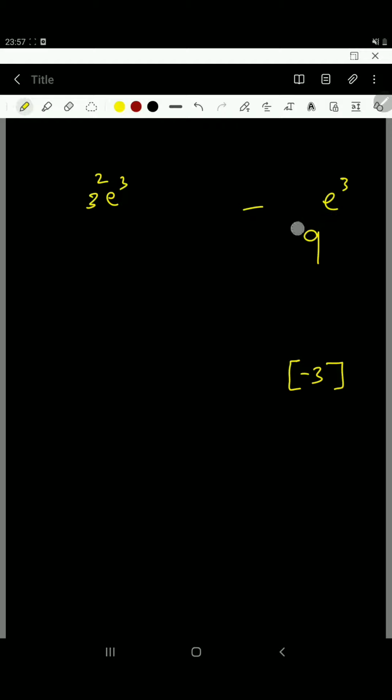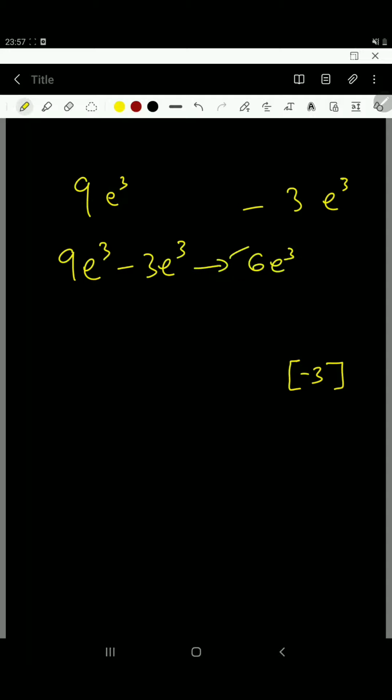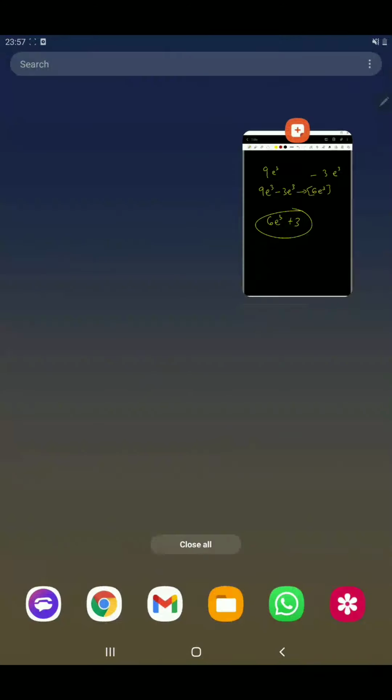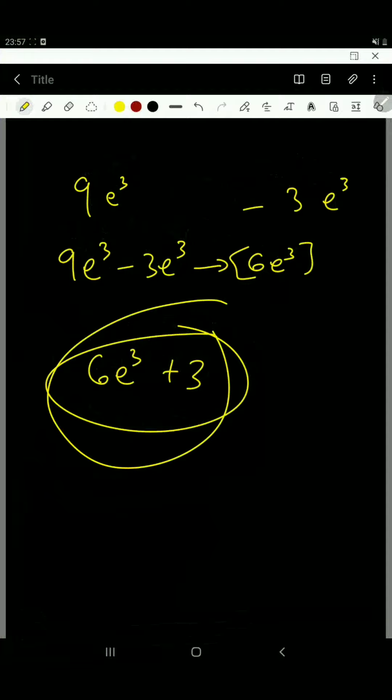3 cubed is 27, and 27 over 9 is 3. So now you have 9e cubed minus 3e cubed, and that is equivalent to 6e cubed. So your upper limit is 6e cubed. So 6e cubed minus minus 3, but it's still plus. So that's your answer: 6e cubed plus 3. And that's your answer in the sheet. So yeah, that's it.